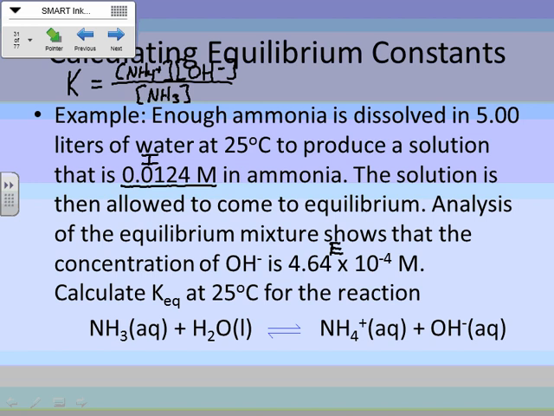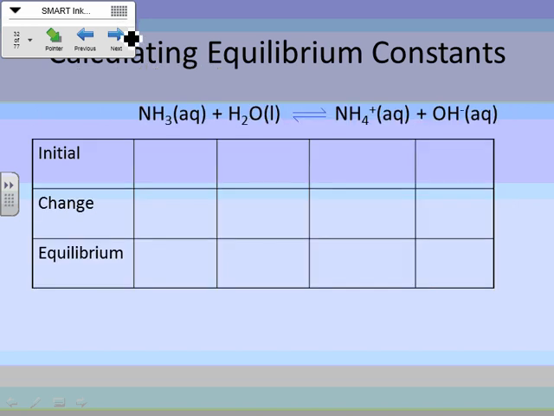Now, we only know one of those three things at equilibrium. That's what's making this a little bit difficult, but we can figure this out. So what we're going to do here is, we've got one initial concentration that we know. And so notice how I've set up this table.